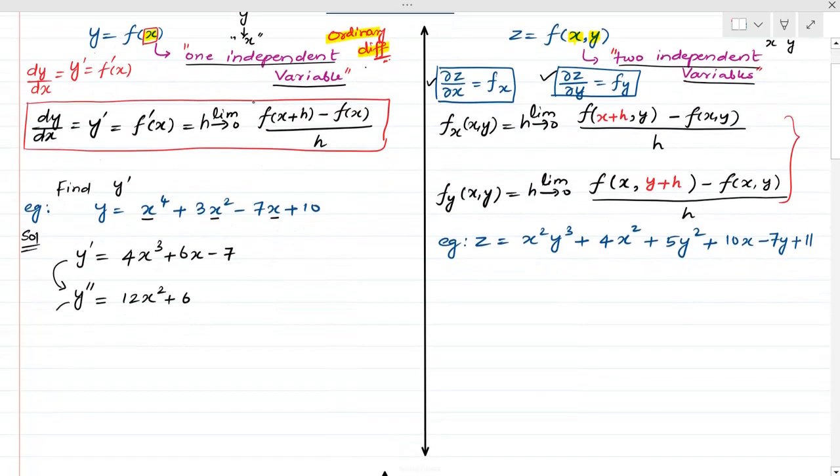Again, you have to differentiate for the successive derivative. What is this one? Y triple prime, which is equal to 24x. Now, if you differentiate again, you get the fourth derivative, which is equal to 24. After that, all the derivatives become 0. So, this is the ordinary derivative. Why? Because we have only one independent variable, x. Ordinary differentiation.